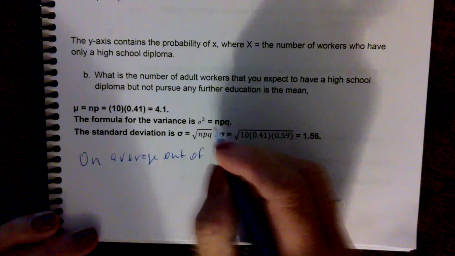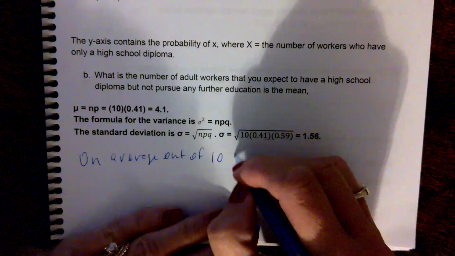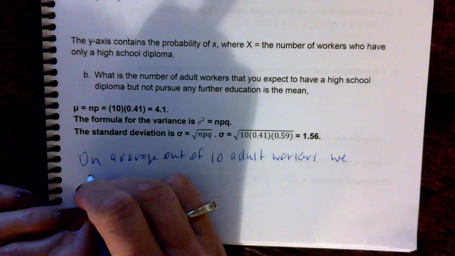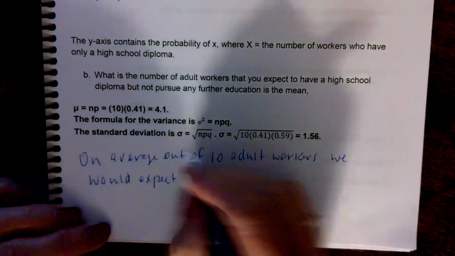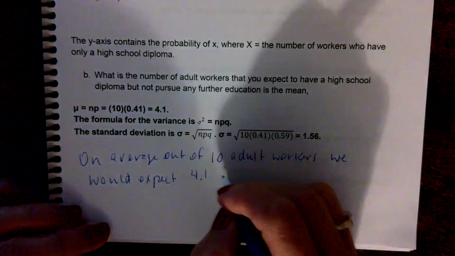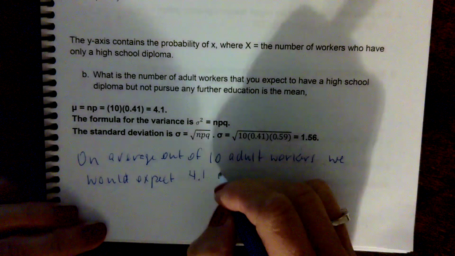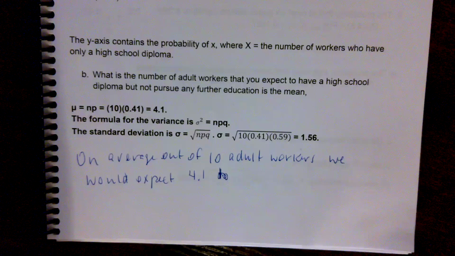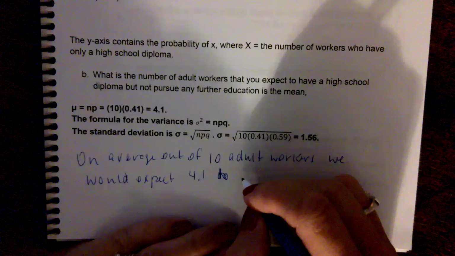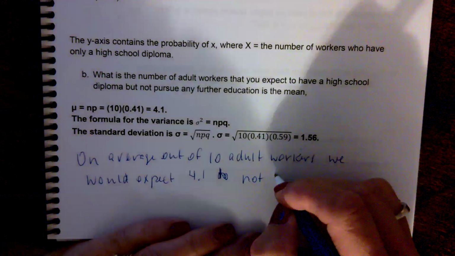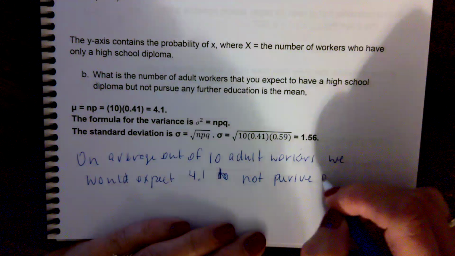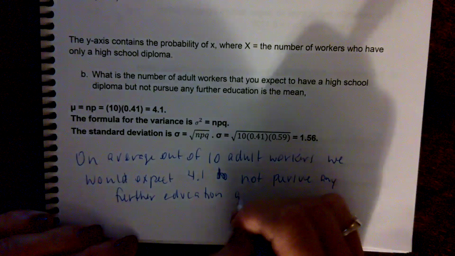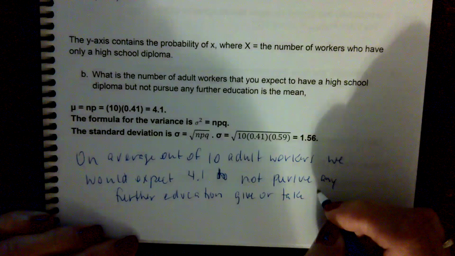So we would say on average, out of 10 adult workers, we would expect 4.1 to not pursue any further education, give or take 1.56.